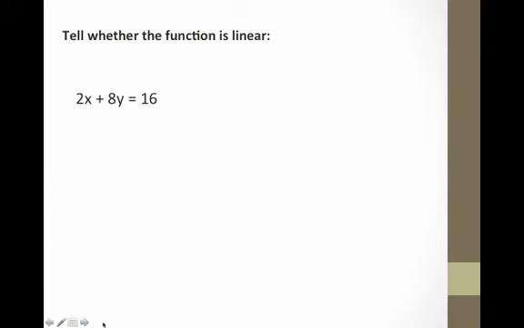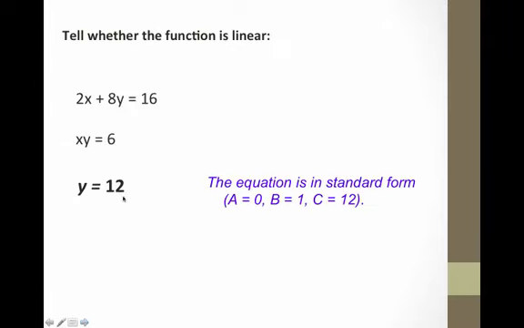All right, so is this function linear? Yes, it's written ax plus by equals c. How about here? Nope, I've got an x times y. That's not going to work. How about here? y equals 12. In fact, this is going to be a linear equation because this equation could be written in the standard form ax plus by equals c, where a equals 0. So I've got 0x, but I have 1y, and that equals 12.